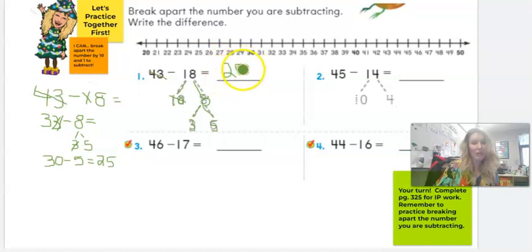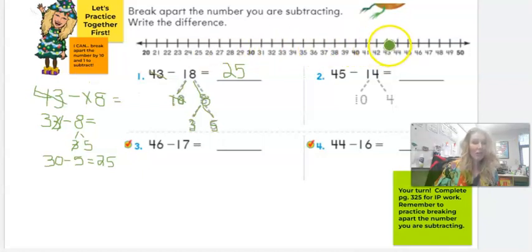Now what I could have done also, if I'm a level 1 right now, I'm going to say 43 minus 18. I'm going to say 43, and I'm going to count back 18. 1, 2, 3, 4, 5, 6, 7, 8, 9, 10, 11, 12, 13, 14, 15, 16, 17, 18. I can do that, right? Did you see how long it took? I actually ran out of breath counting, didn't I?